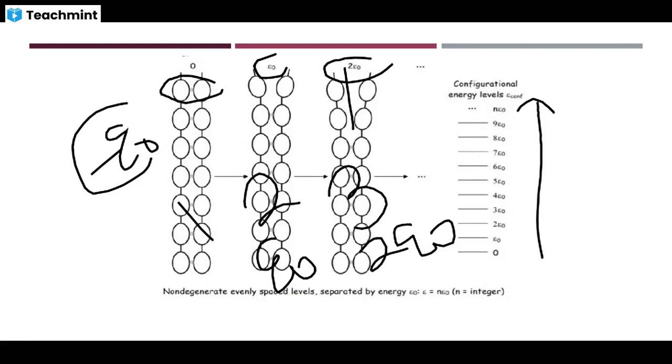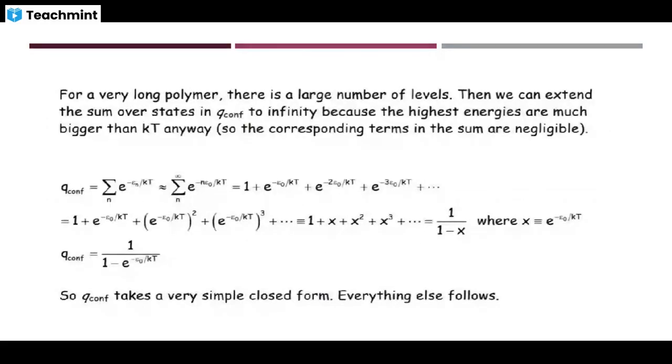For a very long polymer, there is a large number of levels. Then we can extend the sum over states in Q configuration to infinity, because the higher energies are much bigger than kT. So same calculation, and you get the same result.